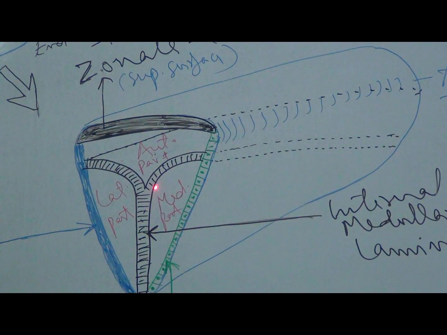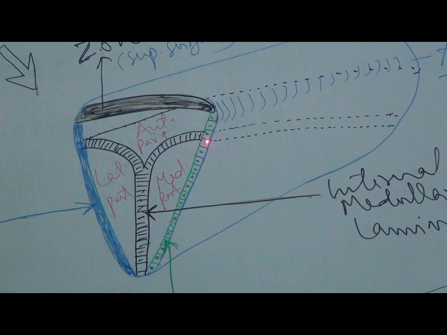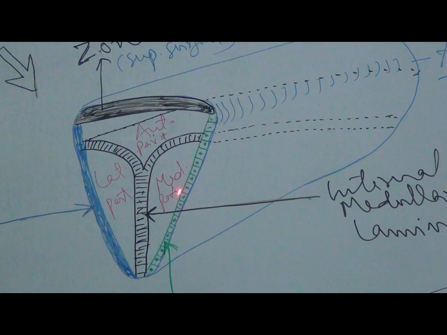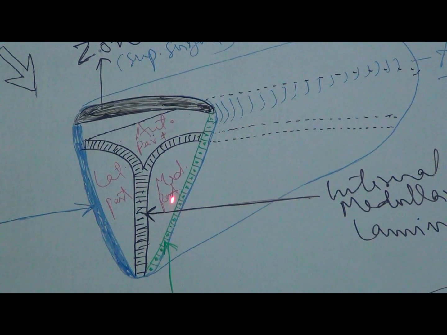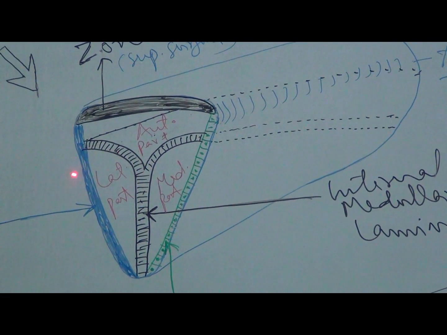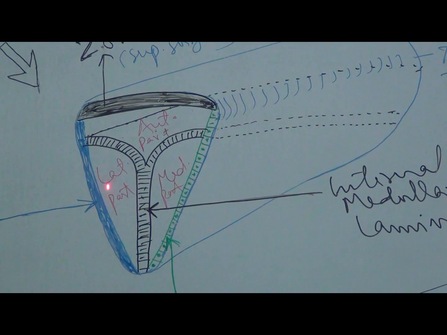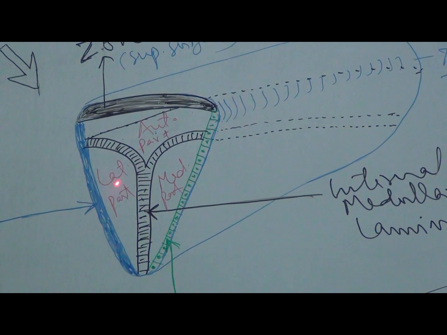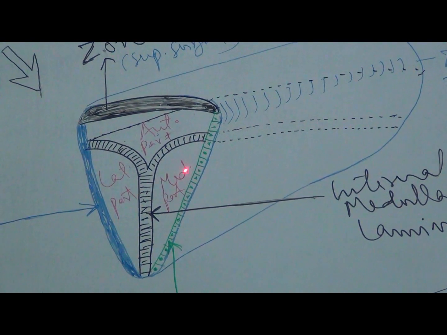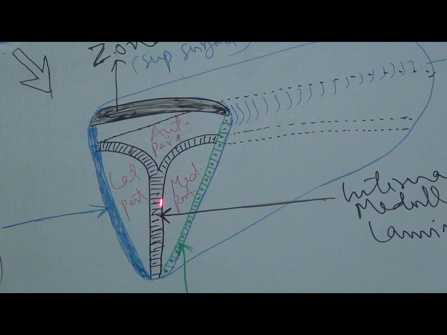Now here between the vertical part of the internal medullary lamina and the medial surface ependymal lining is the medial part of the thalamus. Then between the vertical part of the internal medullary lamina and the external medullary lamina on the lateral side, this is the lateral part of the thalamus. So the gray matter of the thalamus is divided into anterior part, medial part, and lateral part by the internal medullary lamina.